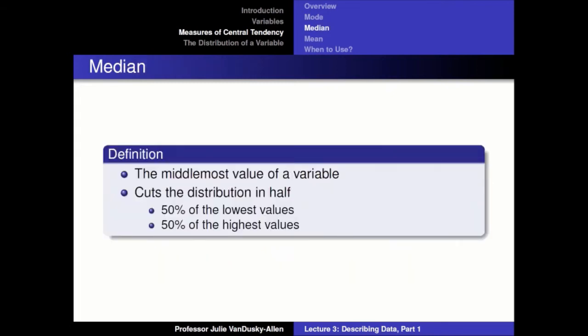The second measure of central tendency is the median. The median is the middlemost value of a variable. It cuts the variable in half with the lowest 50% of values on one side and the highest 50% of values on the upper side.